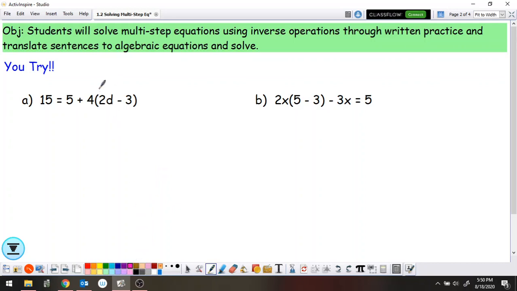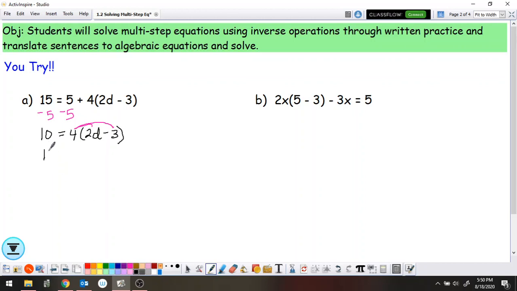Before I do any distributing or anything, I'm going to get the multiplication by itself on A and subtract the 5 so that I have 10 equals 4 times 2D subtract 3. Now it looks like I could divide by 4, but if I look on the left hand side of the equal sign, 10 doesn't divide by 4 real easily. So in this case, I'm going to go ahead and distribute the 4.